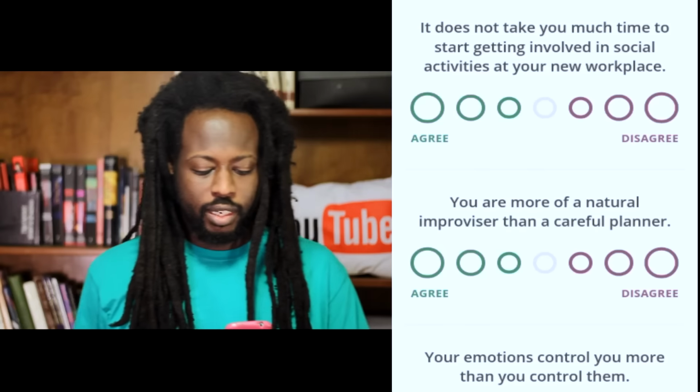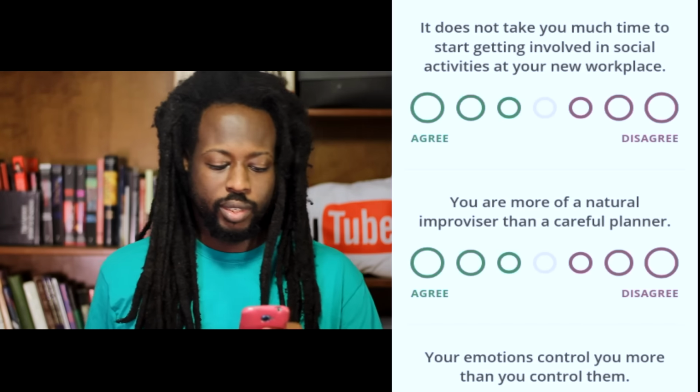Absolutely 100%. No question, agree with that. It does not take much time to start getting involved in social activities at your new workplace. Me personally, I get involved in social activities in my day-to-day life, but at workplaces, I just have no desire to be chummy with coworkers. It never really appealed to me.